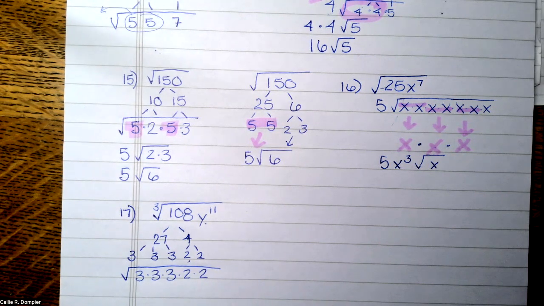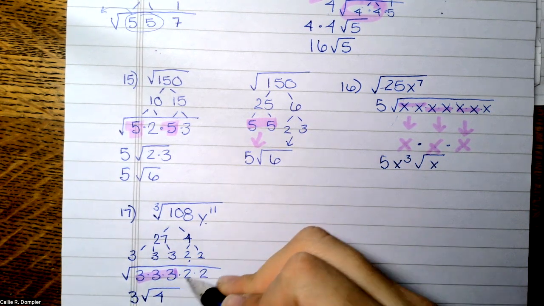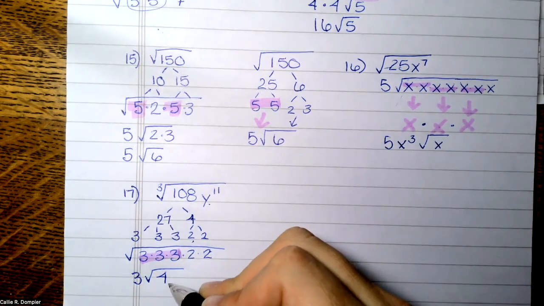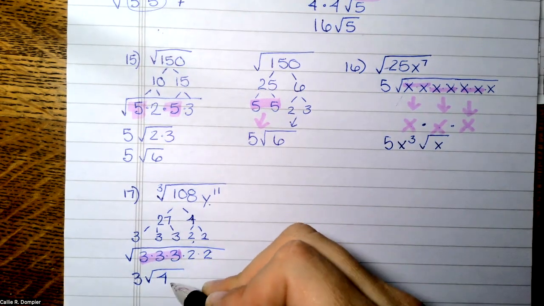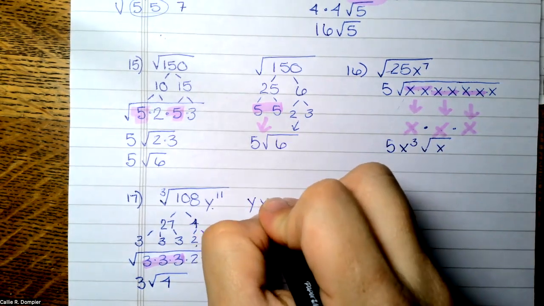Because we have 3 of these, they come out, right? But the 2's stay. So that becomes 3 cube root of 2 times 2, which is 4. Okay, so we could have left it as 4 or called it 2 times 2, but we'll multiply them back together again because they're leftovers, and we'll get a 4. The y to the 11 just means we have 11 y's, right?